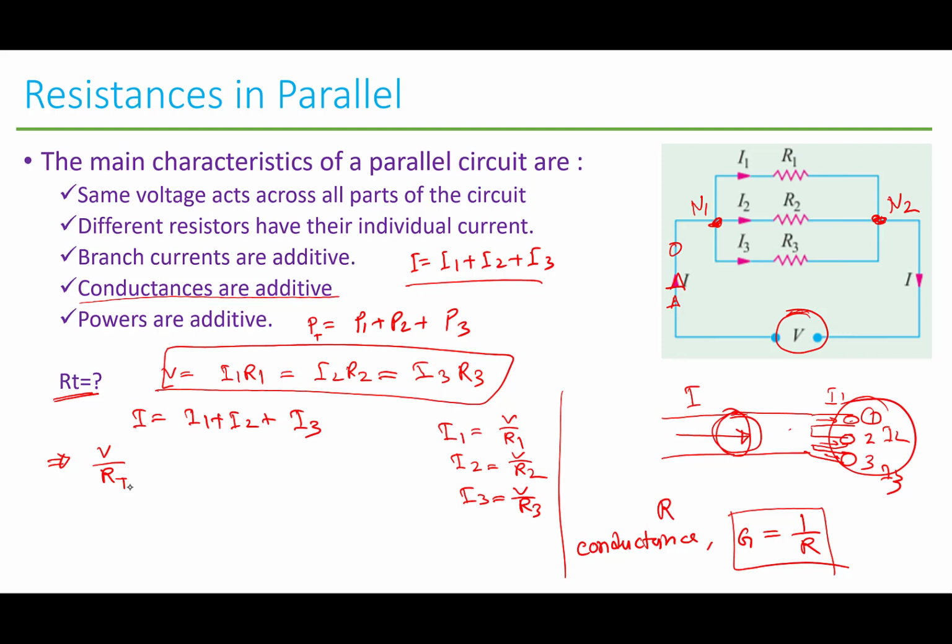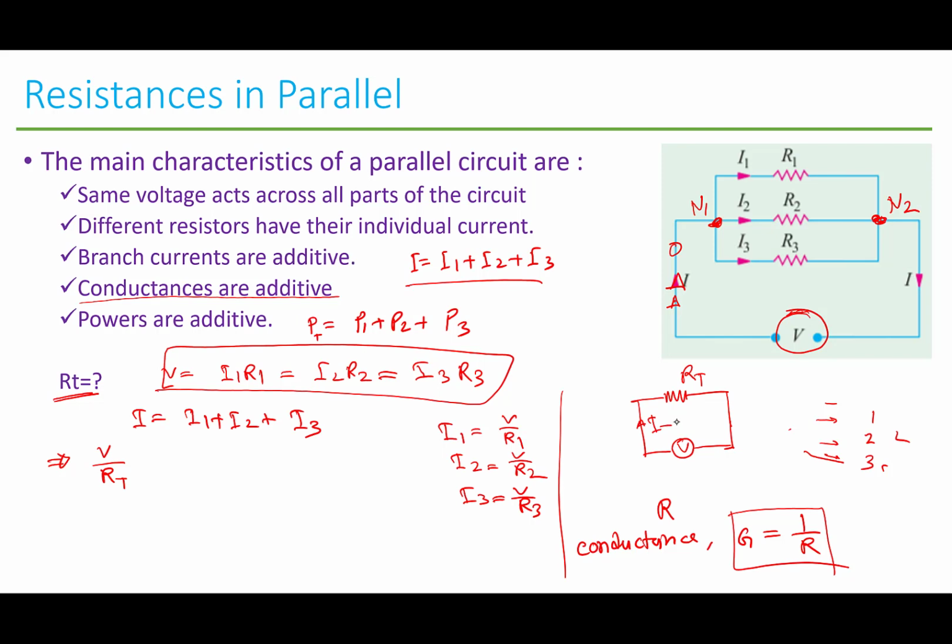Think about it, there is a total resistance RT. If the branch current right here is I, we can think of this circuit as a simplified circuit where only one branch current is flowing, and instead of all the resistors, there is a total resistor right here. So this current is I. Instead of this circuit, we can think of a circuit like this. This resistor comes from all these three resistors.